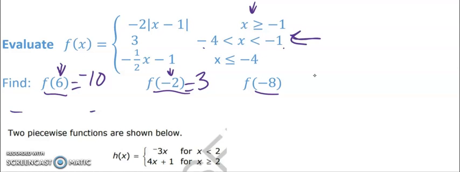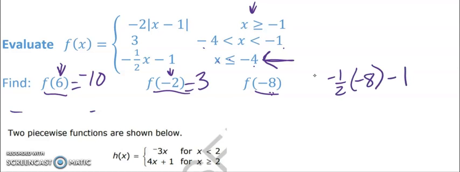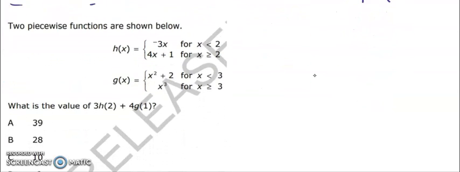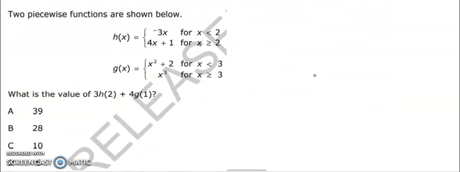All right, let's look at the last one. It says -8. So this function says x is less than -4. This is the one I would use. So I'm going to take this equation, and I'm going to plug in my x, and I'm going to solve it. So -1/2 of -8, +4, and +4 minus 1 is 3. Okay? So that's with this set of piecewise functions.